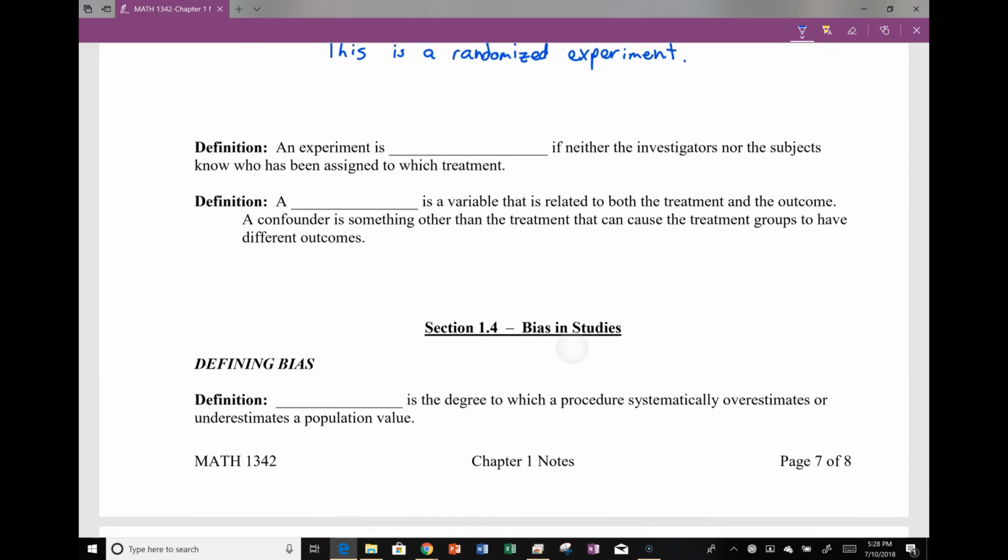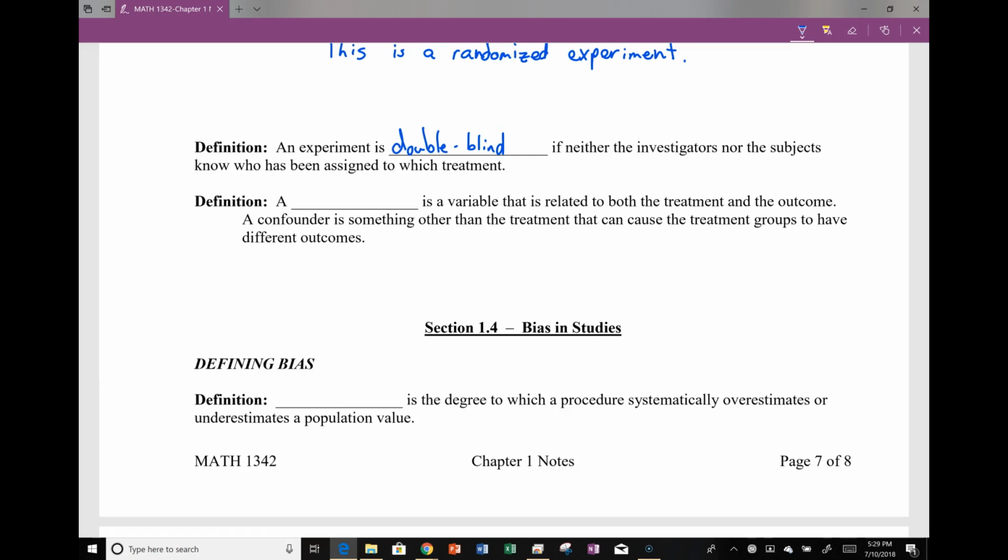An experiment is considered double-blind if neither the investigator or the subjects know who has been assigned to which treatment. Double-blind experiments are extremely important in healthcare because you do not want the patients to be treated differently. So if the doctor knows patient A received the placebo and patient B received the medication, you do not want leading questions or anything of that nature to affect your outcome.